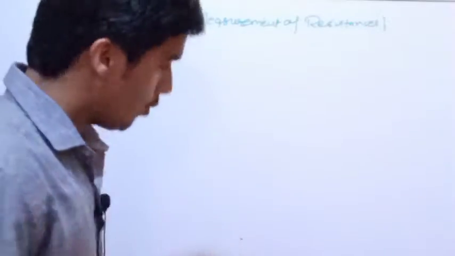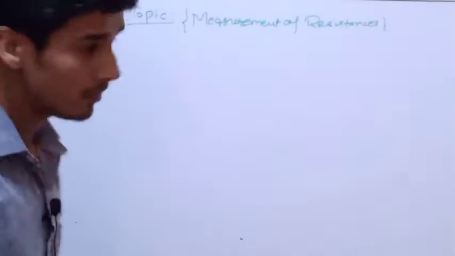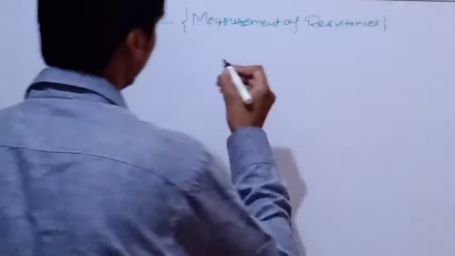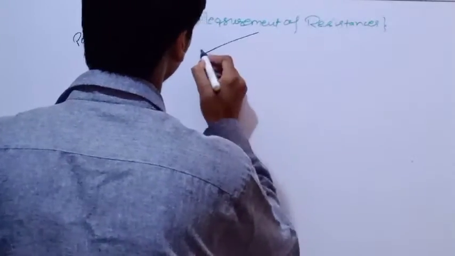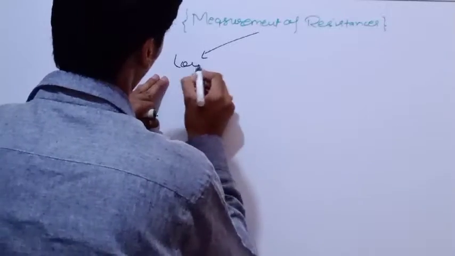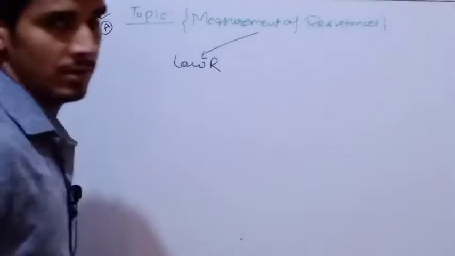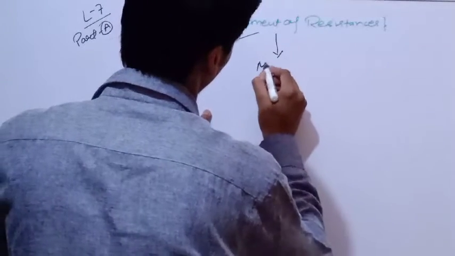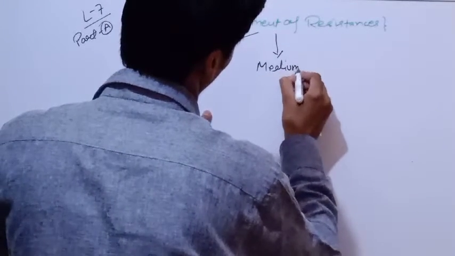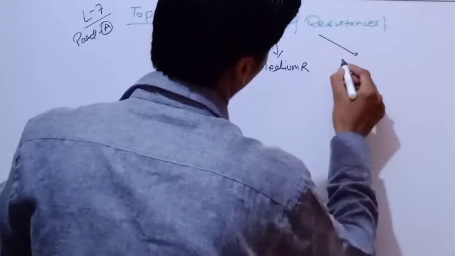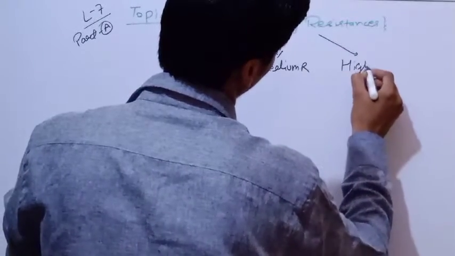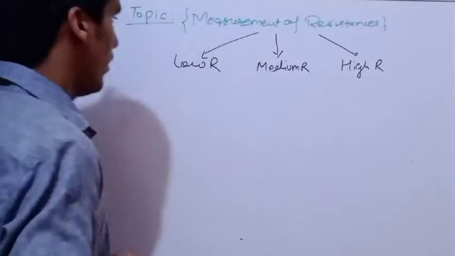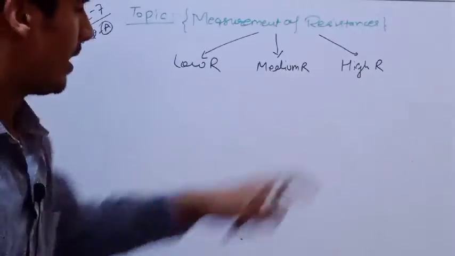According to their values, resistances are classified into 3 categories. The first category is low resistance, the second category is medium resistance, and the third category is high resistance. Low resistance, medium resistance, and high resistance.